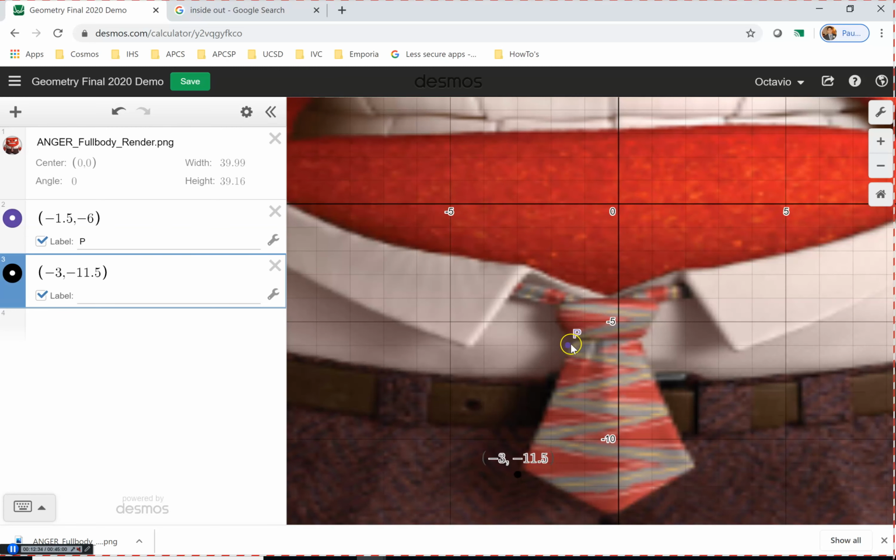Okay, here's the 1 point. And then this one seems like it went a little too far down. So let me put not 11.5, 11.3, which moves it a little up. Okay, that's much better. Okay, these look good. They both look good.